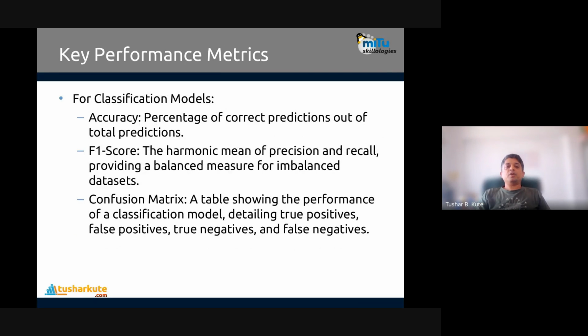These are classification models, so the last two I mentioned are based on classification itself. Accuracy is the percentage of correct predictions out of all predictions. F1 score is the harmonic mean of precision and recall, which was seen previously. And the confusion matrix, you may have heard about it, is a contingency or summary table. It shows the performance of a classification model, detailing true positives, false positives, true negatives, and false negatives.